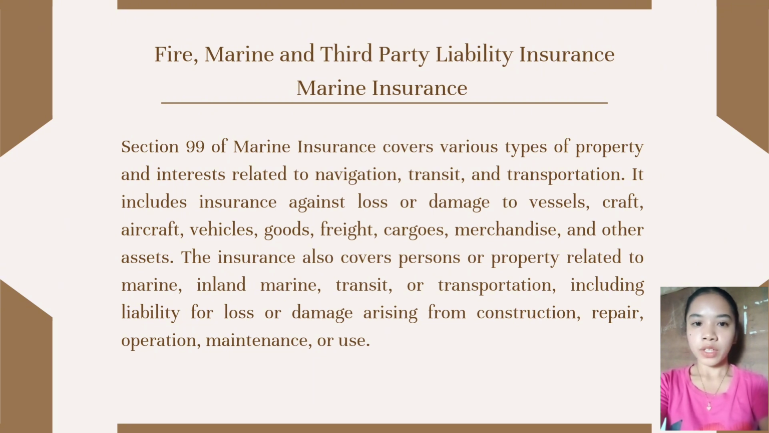So marine insurance, according to Section 99 of Marine Insurance, covers various types of property and interest related to navigation, transit, and transportation. It includes insurance against loss or damage to vessels, craft, aircraft, vehicles, goods, freight, cargoes, merchandise, and other assets. The insurance also covers persons or property related to marine, inland marine, transit, or transportation, including liability for loss or damage arising from construction, repair, operation, maintenance, or use. It also covers precious stones, jewels, jewelry, and precious metals.